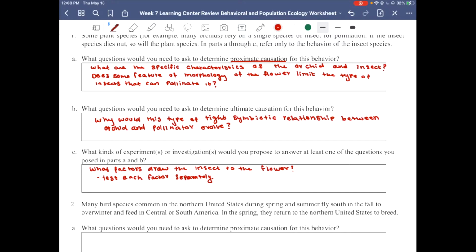So that would let you know how much they prefer the nectar. And then we could also do the fragrance. For fragrance, we would need to get rid of the nectar because we need to test each variable separately. So we would get rid of the nectar component, and then we would test for fragrance. So have different types of fragrance, see which one the insect prefers. And we can do that with any other factor that we're trying to test here. So that could be one way to investigate the questions that we proposed above.